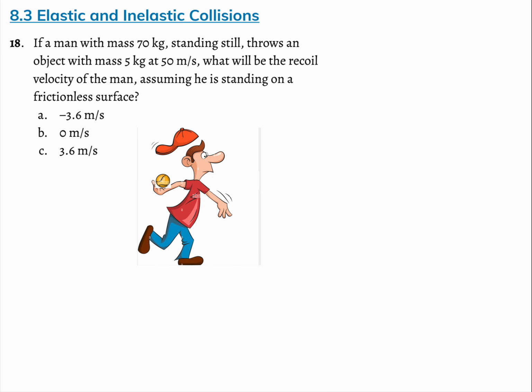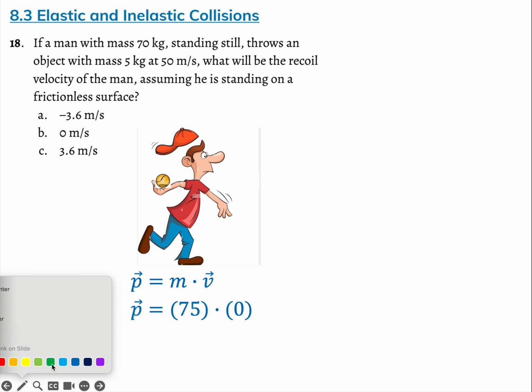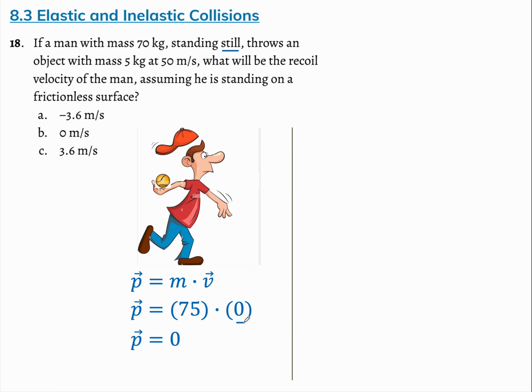So what we have to begin with is our person holding the object, and they're at rest. They haven't thrown it yet. So finding the momentum beforehand, just mass times velocity. In this case, mass of the person plus the ball is 75, and we're told that they're standing still. So in that case, the initial velocity is just going to be 0, and the total momentum beforehand is just 0.